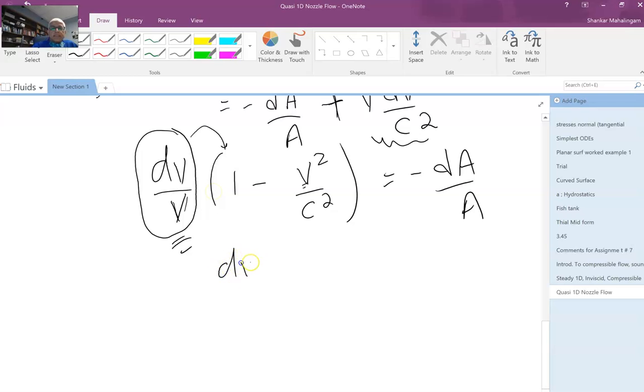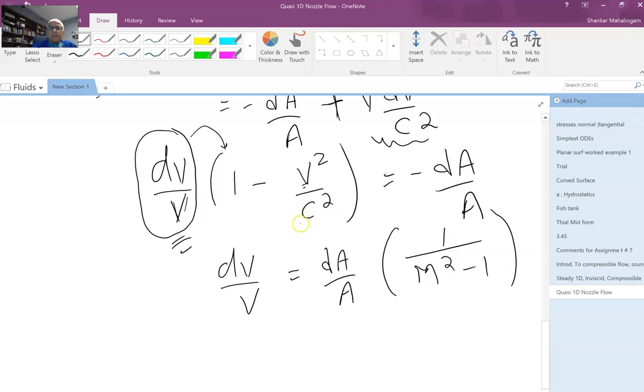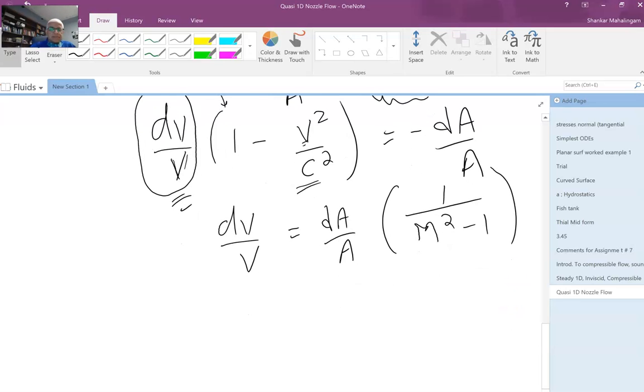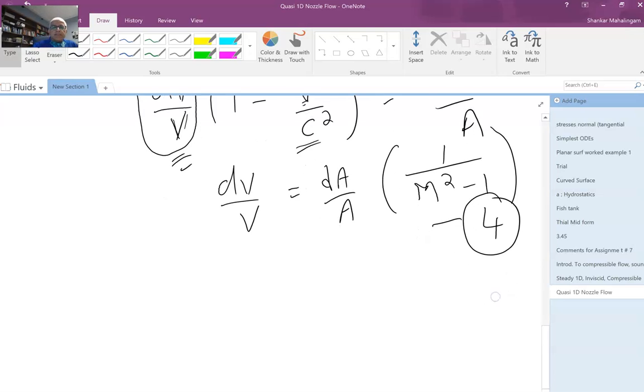So I can rearrange this and write down dv over v equals dA over A times 1 over M squared minus 1. So I can work in the definition of the Mach number. Remember, v over c is simply the Mach number, right? And that's how I get this result. Let's label this as equation 4. This is the fundamental equation we get from applying the basic ideas and assuming isentropic flow through variable cross-sectional area, quasi one-dimensional flow. What are the implications?